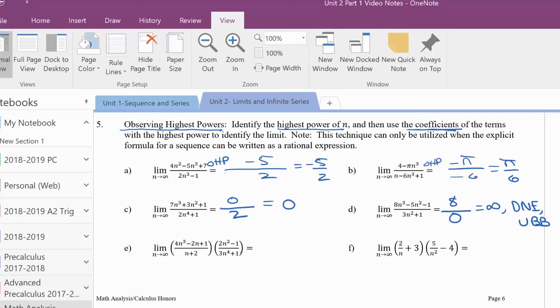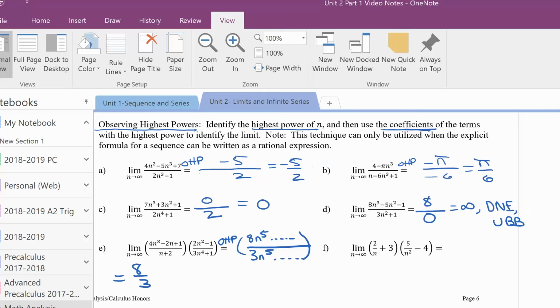Part E, if you notice, if you multiplied it out, we're going to observe highest powers. If you multiplied this out, you get 8n to the fifth, and then something, over 3n to the fifth, and then something. So basically, the highest power is n to the fifth, so 8/3 is the limit.